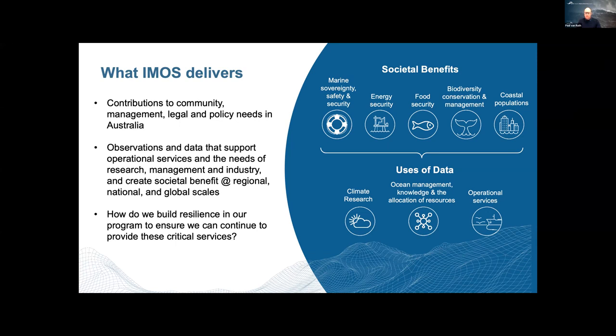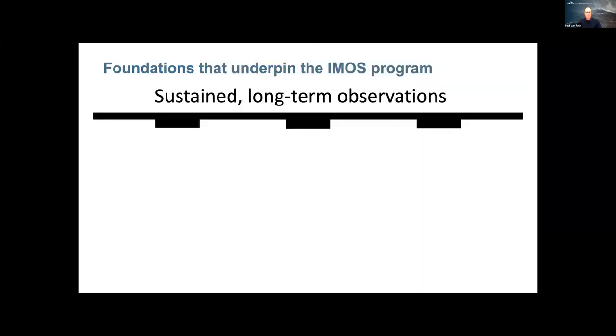So it's really important stuff that we're doing, helping keep people safe, helping manage marine resources. So we need to really make sure that we're thinking about how we can ensure we keep getting the funds to be able to keep doing this work. It's about figuring out how we can build resilience in our program to make sure we can continue to provide these critical services. And that really comes down to the foundations that underpin our program, which I'm going to go into a little bit further now.